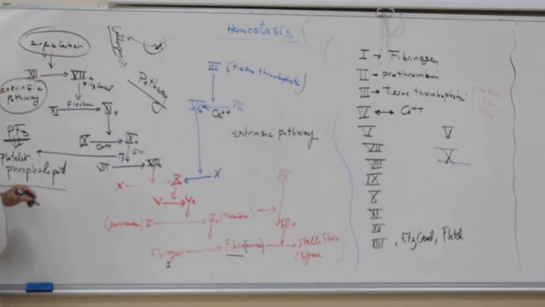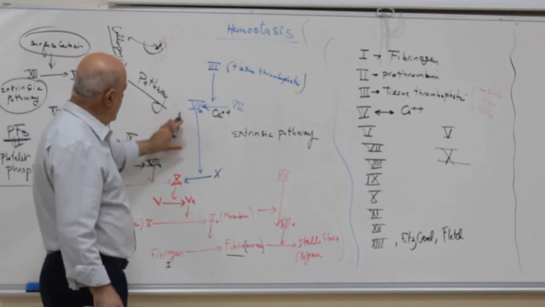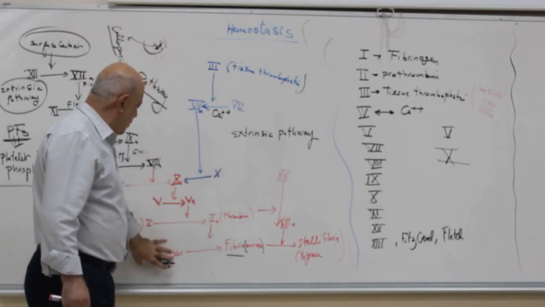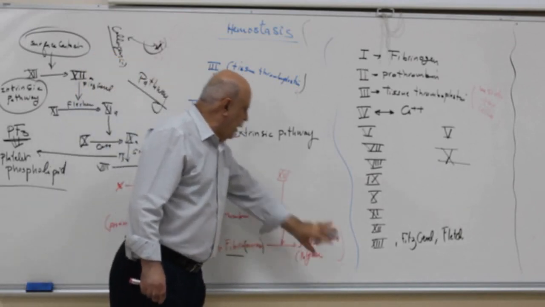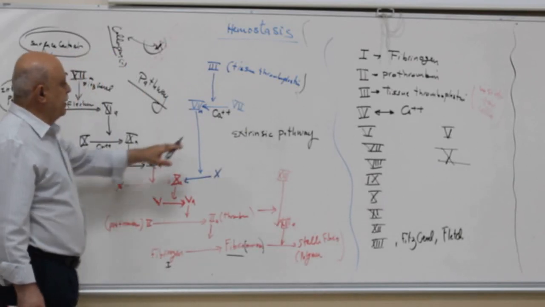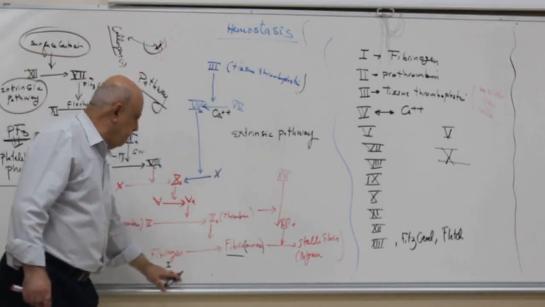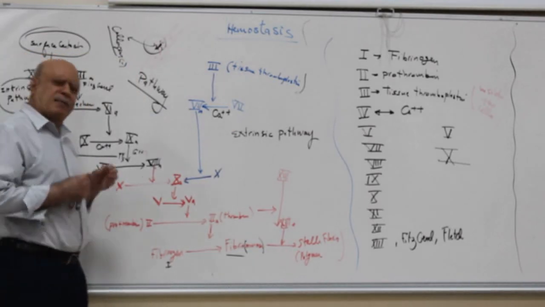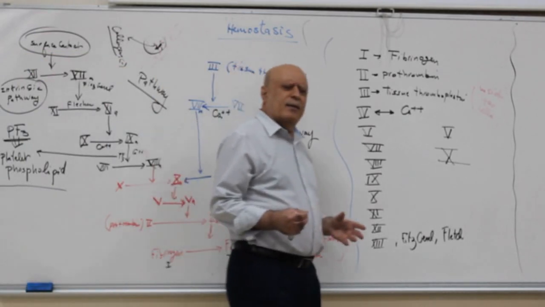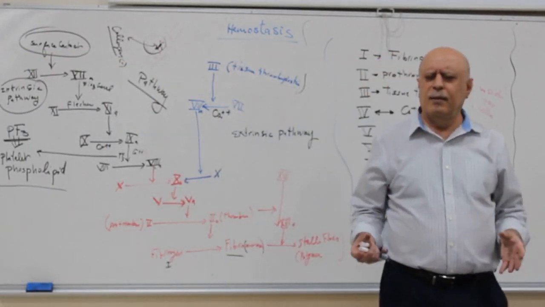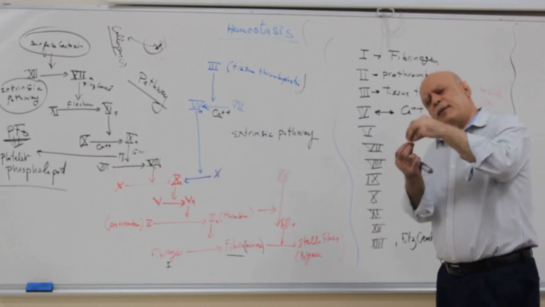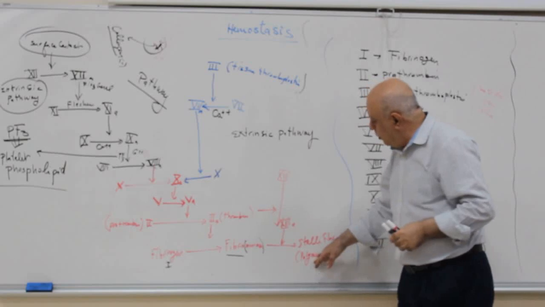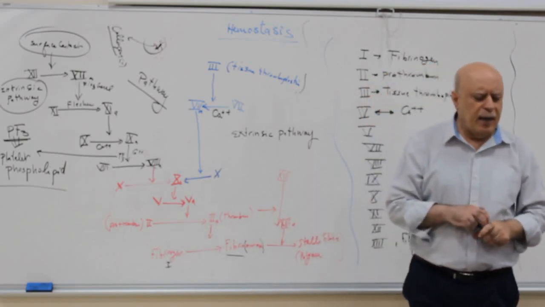Now, today we are going to try to get a clot using the extrinsic pathway, this pathway. We're going to take plasma and add a reagent to it. According to this pathway, we get a clot.